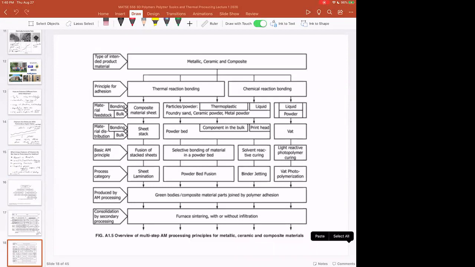There we go. Okay, so we left off on a slide like this last time, and I'll go back one slide in a second, but this is again from ASTM. Let me write that down. ASTM, additive processes.